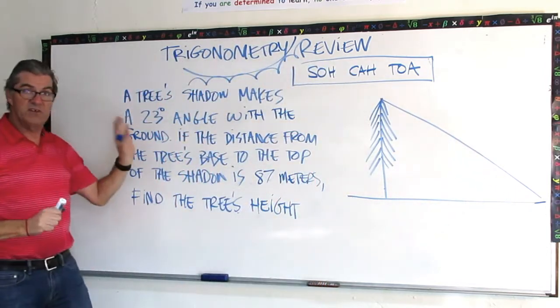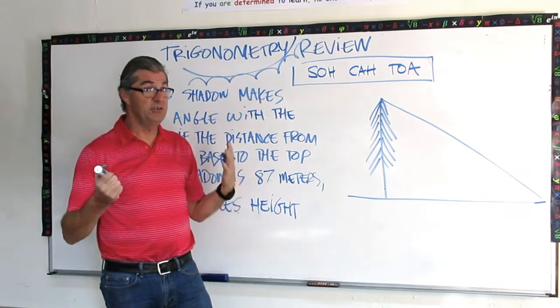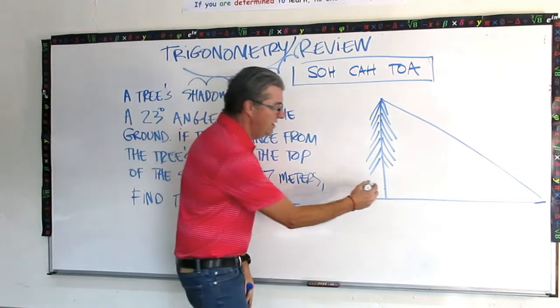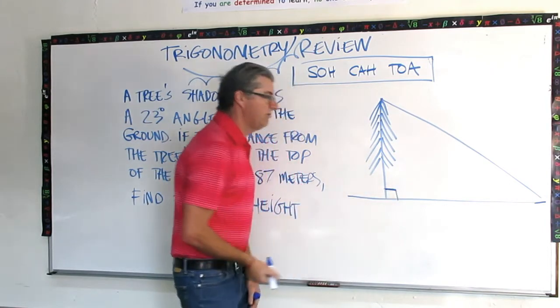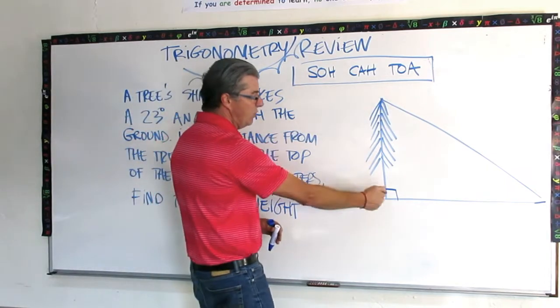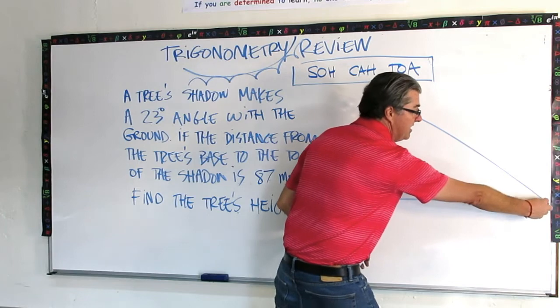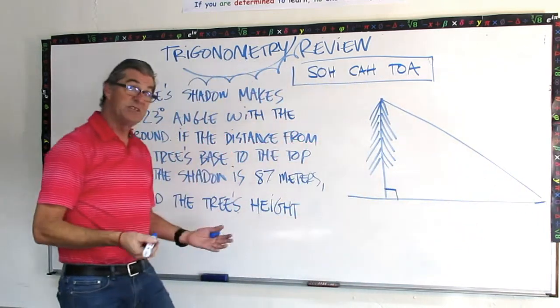All right, so first thing, what do we know about how trees grow? We need a right angle to use trigonometry, and you can assume that the tree grows at a right angle to the ground. So now you can see we have our right triangle. We have the tree as one leg, we have the distance from the base of the tree to the end of the shadow as another leg, and the hypotenuse is the shadow itself.